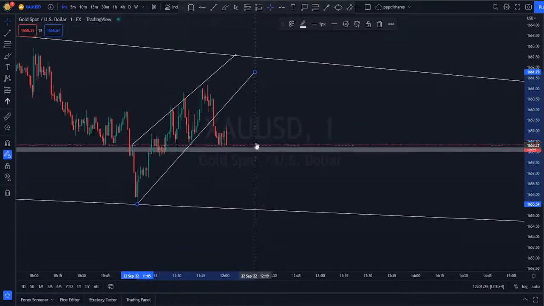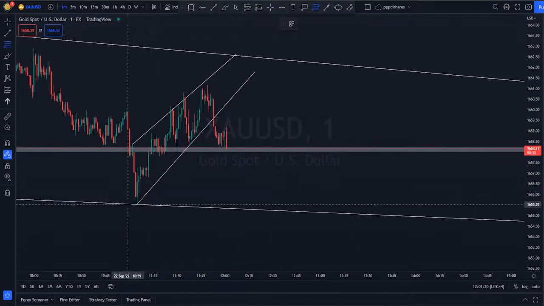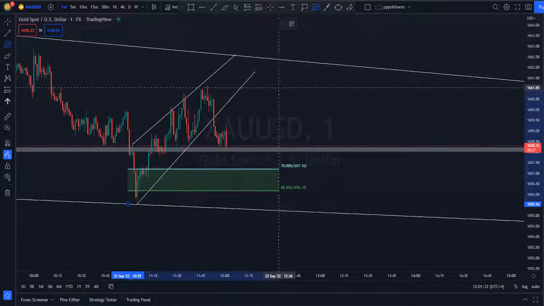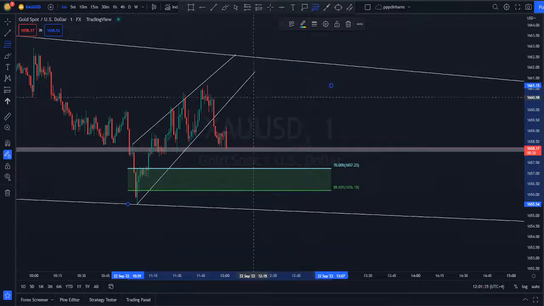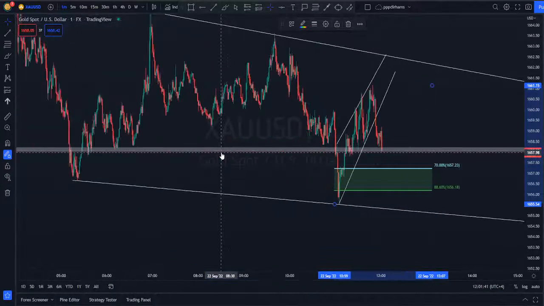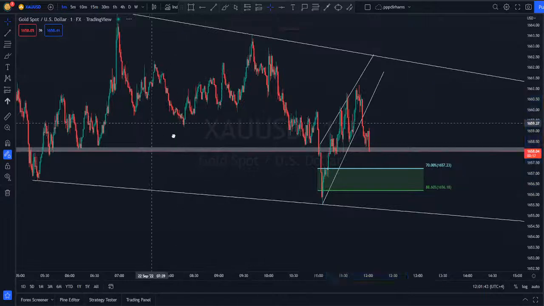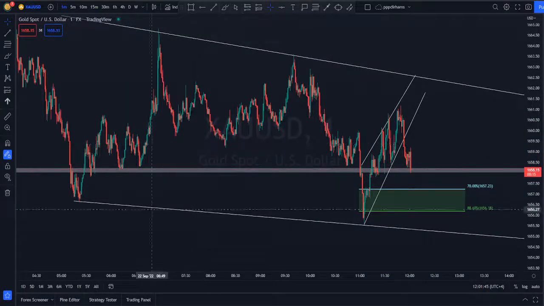Gold is coming to our zone. Let me know what you think, guys. Do you think gold will favor us today? This trade on gold is not compulsory, so it's all up to anyone that wants to take it.